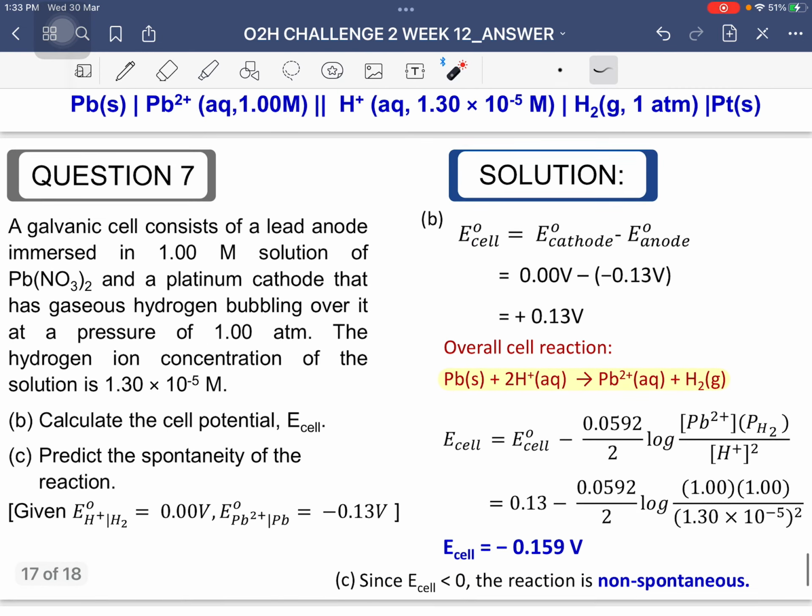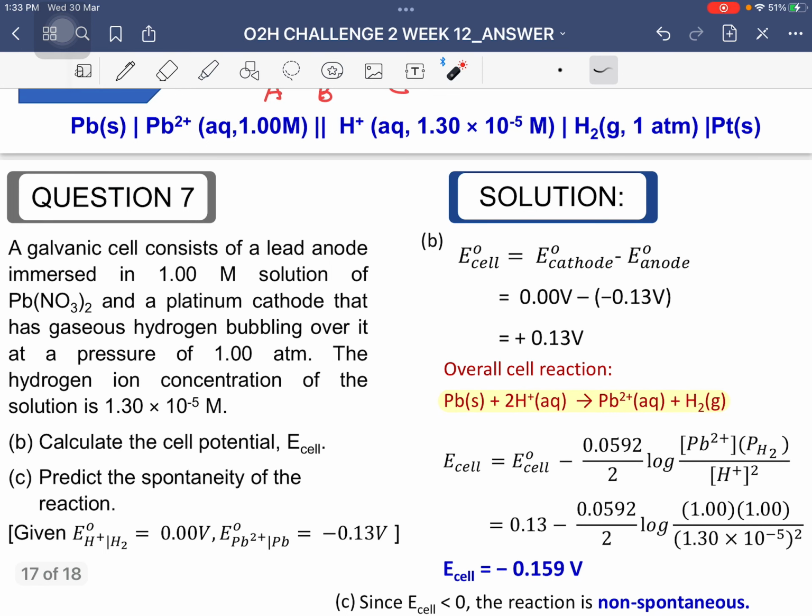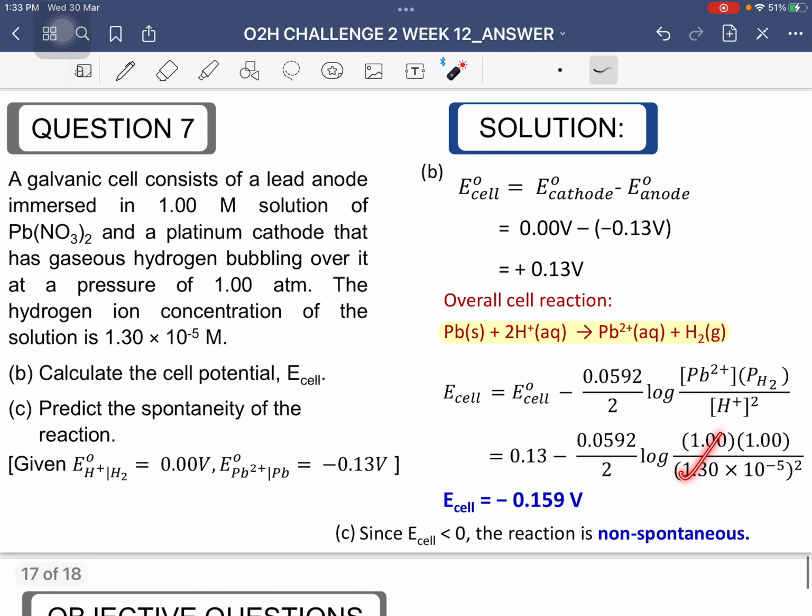Okay, from our overall equation, our product consists of lead 2+ aqueous solution and hydrogen gas. So we put the concentration of the ion and the pressure of the gas, divided by... solid is not included in the equation, so we divide by the concentration of H+ power of 2, the stoichiometric coefficient. Substitute the value, and finally the cell potential of this cell will be negative 0.1959 volt.